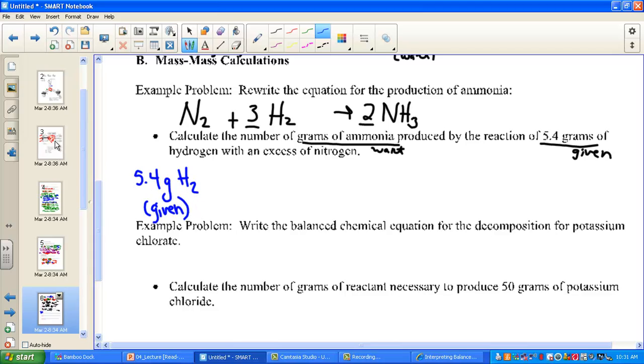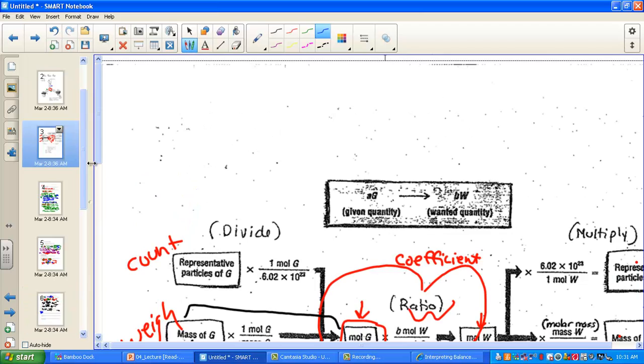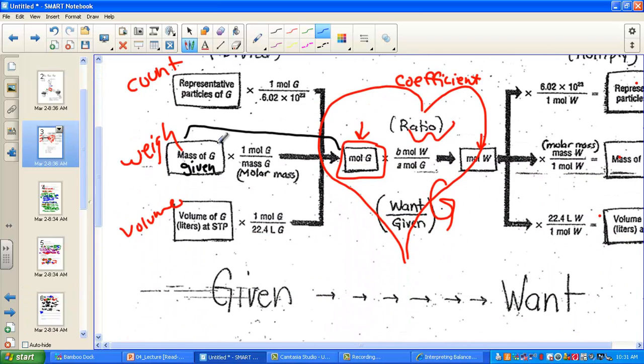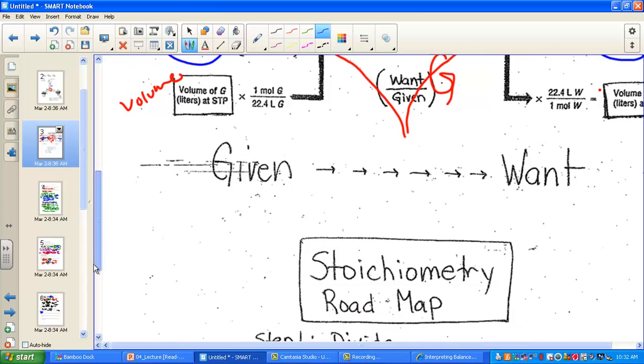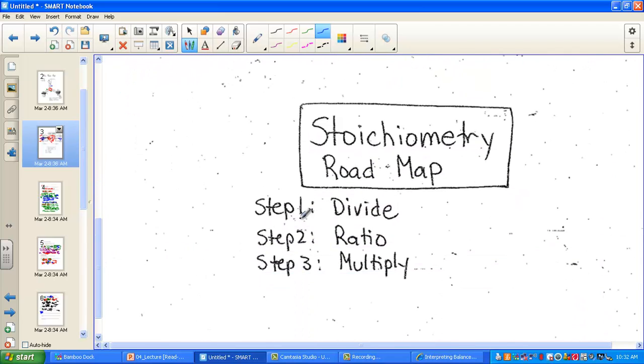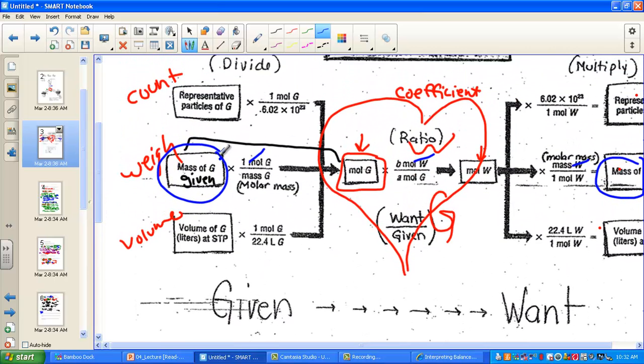Where does that put us on our stoichiometry roadmap? Of course, it puts us right here, the mass of given. To move all the way from a mass of a given over here to the desired calculated unit, mass of want, we're going to need 1, 2, 3 conversion parentheses. Those 3 conversion parentheses, step 1, divide, step 2, ratio, step 3, multiply. Let's do it step by step.